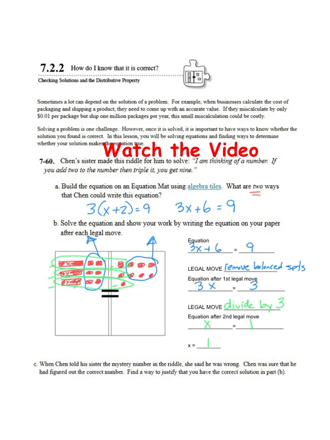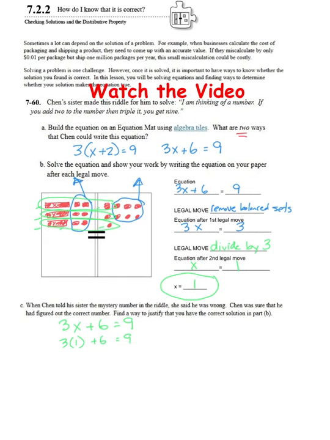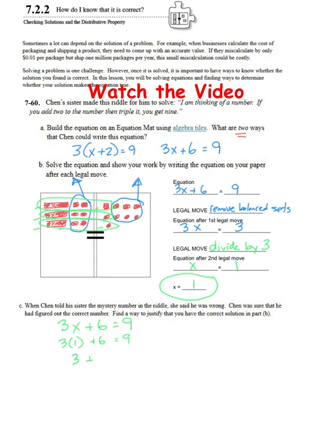So this is called checking your solution. We just take our equation, which was 3x plus 6 equals 9. And we say, okay, well, according to Chen, x is equal to 1. So that means if I take the x out and put 1 in, this should work. And I'll see that in fact it actually is going to work, because 3 times 1 is 3, and 3 plus 6 is 9. So it works.